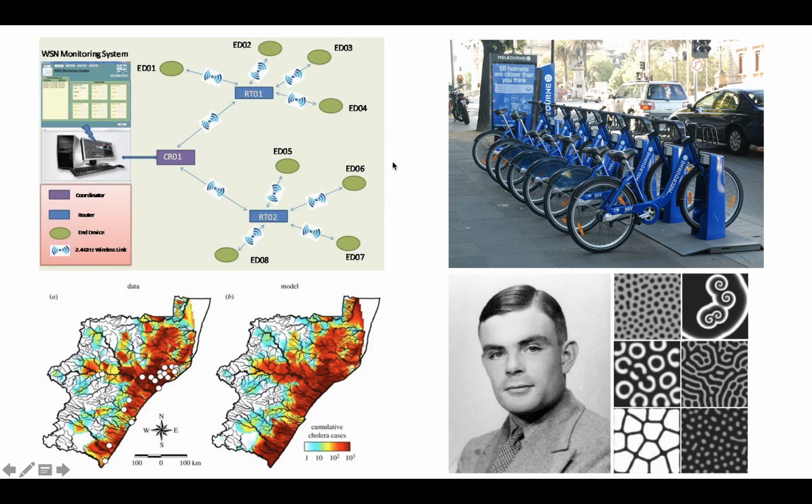On the top left, we have a wireless sensor network, where we have a number of sensors distributed in a space that collect some data and that can be connected to each other in some way. Then on the top right, we have a bike sharing system. So think about a number of bike stations in a city where people can pick up or bring back some bikes.